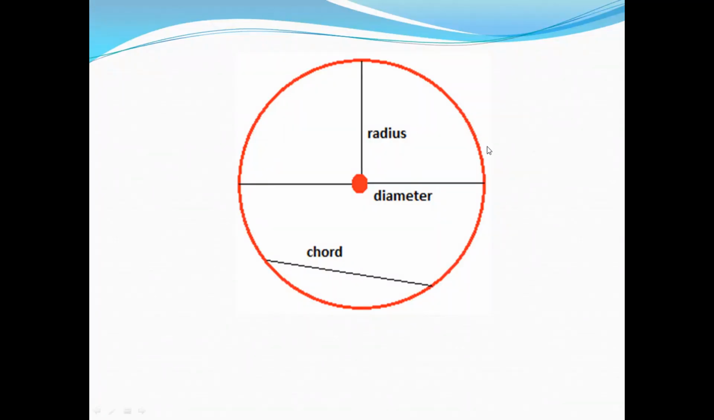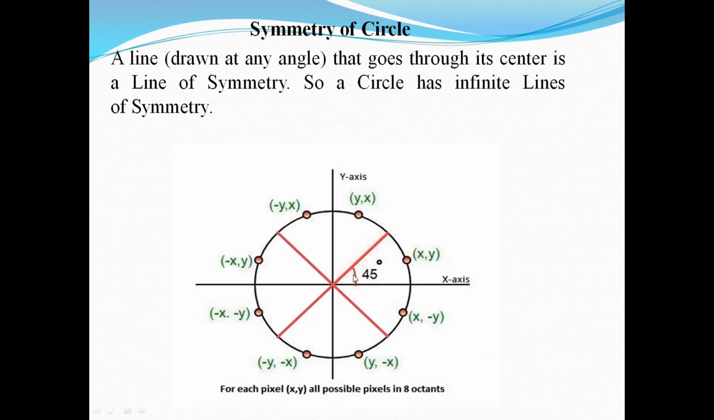Let's see the diagrammatic approach of these definitions. So this is the radius, this is the diameter, and this is the chord. Now, this is the property of the circle known as symmetry of circle. This property forms the basis of the midpoint circle generation algorithm. It says that a line drawn at any angle that goes through its center is a line of symmetry. So a circle has infinite lines of symmetry.